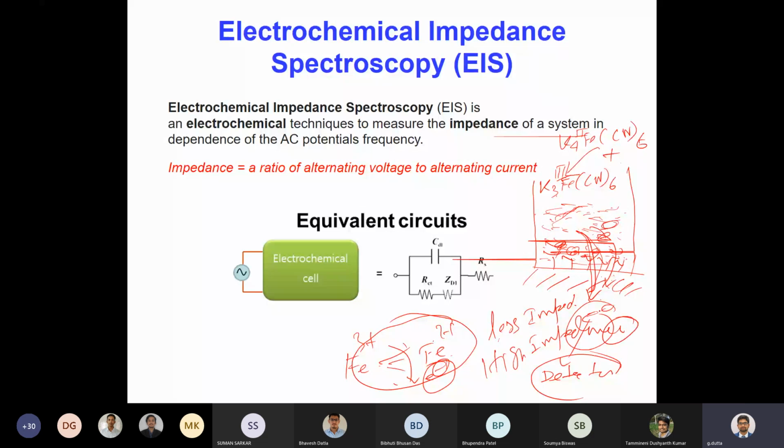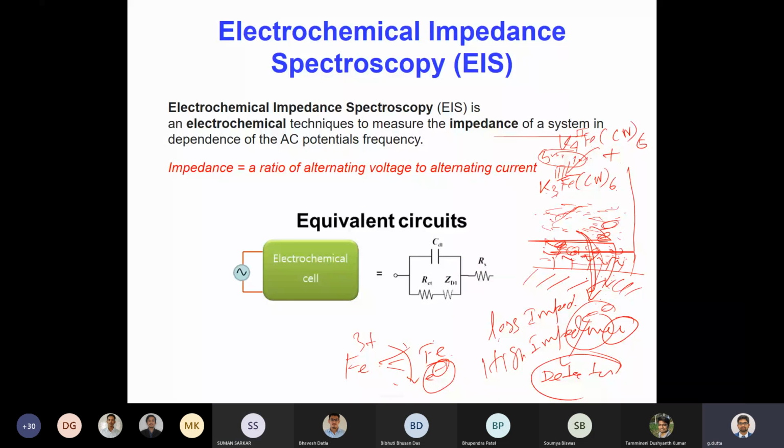Clear? So that impedance we are measuring by using a redox couple solution like K3[Fe(CN)6] and K4[Fe(CN)6]. This is a two-salt mixture we are using. Some concentration you can use, like 5 millimolar or 1 millimolar. Okay, now come to the circuit design.